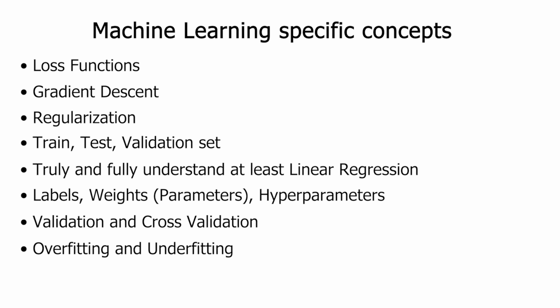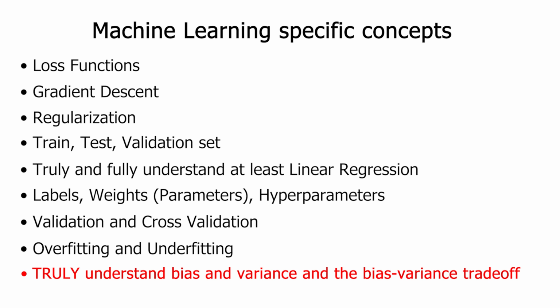Overfitting and underfitting. In my opinion, the single most important concept in machine learning, truly understand bias and variance and the bias variance trade-off. Your intuition here will be formed mostly by a deep intuition about statistics and statistical significance, the size and quality of your data set, proper model selection, and so on. This is truly at the core of being a good data scientist.